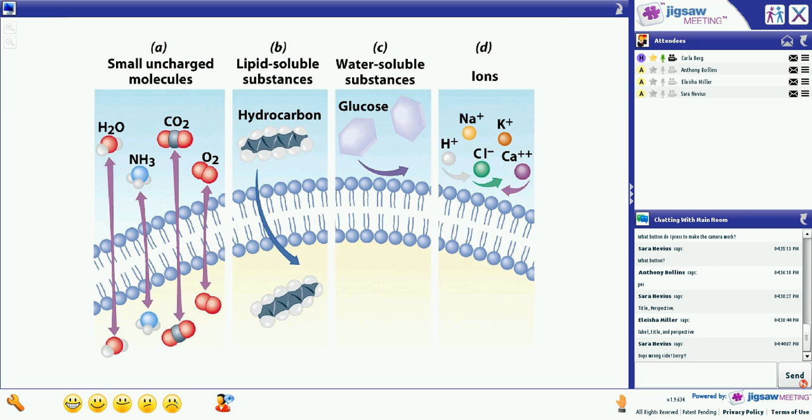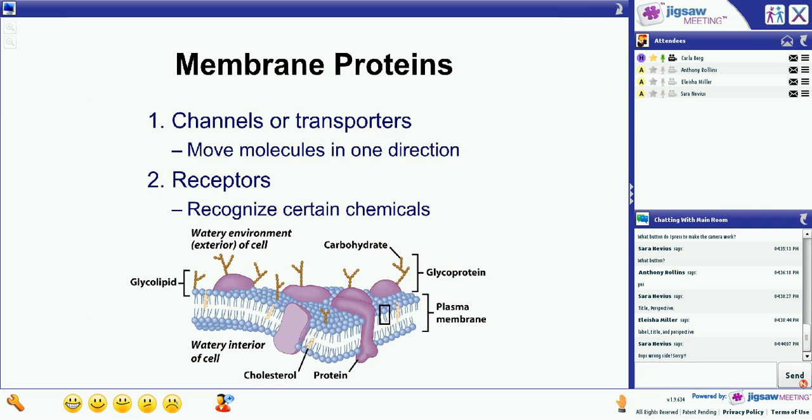Okay, and here are a few examples. You have your plasma membrane. You have A, small uncharged molecules that move freely. In B, you have lipid-soluble substances, that means fat-soluble, that move across. You have water-soluble substances that do not move across. And then you have ions that do not move across.